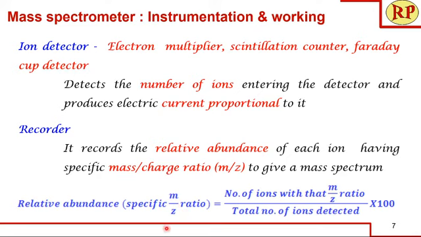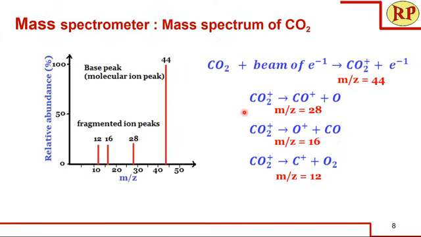That is, relative abundance of each ion is calculated this way. For a particular m/z ratio, the number of ions with that m/z ratio divided by the total number of ions detected, all types of ions put together which enters the detector, into 100 if you want to measure the relative abundance in terms of percentage. Here one more thing, if the number of ions entering the detector is more, more current is generated. If it is less, less current is generated in the detector.